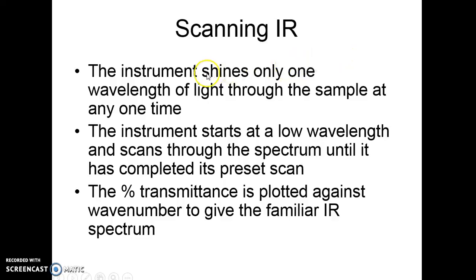A scanning IR is an old-fashioned one, and what it does is it uses a prism to shine only one wavelength of light through the sample, and then there's a simple absorber on the other side that says either light's coming through or not and what the intensity is. And then it records it into a computer as the prism rotates and goes through all the wavelengths.